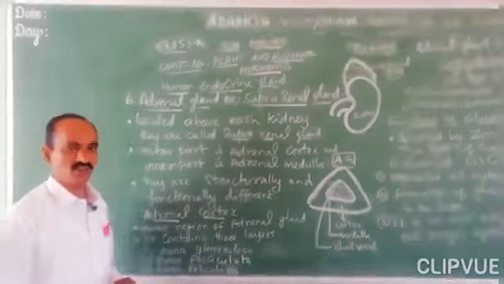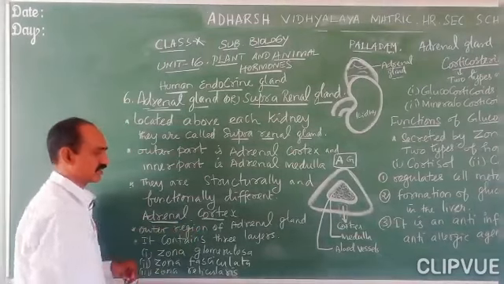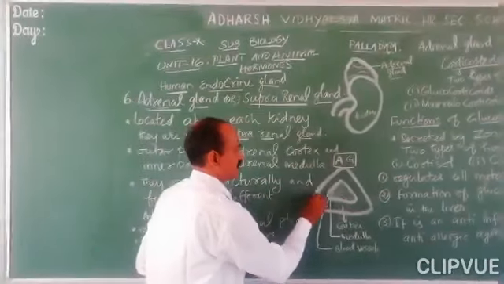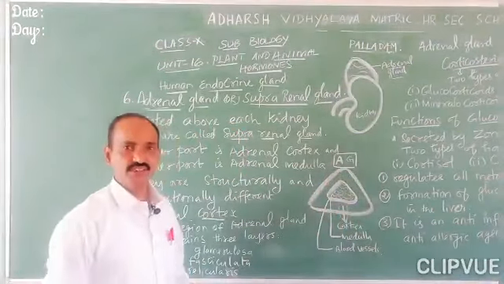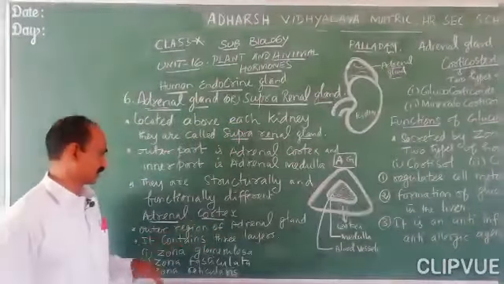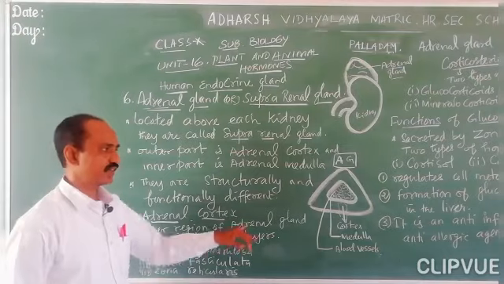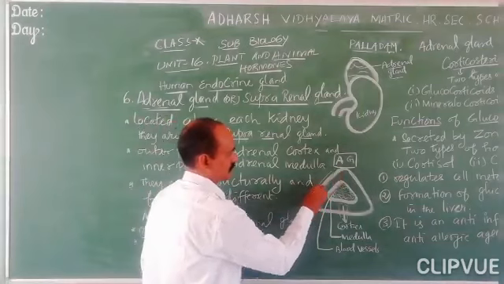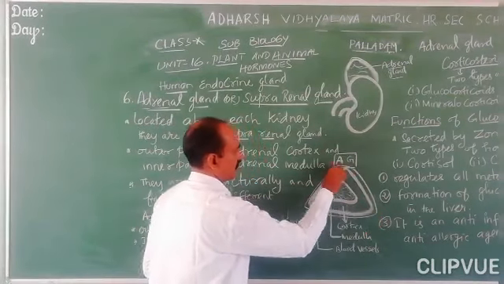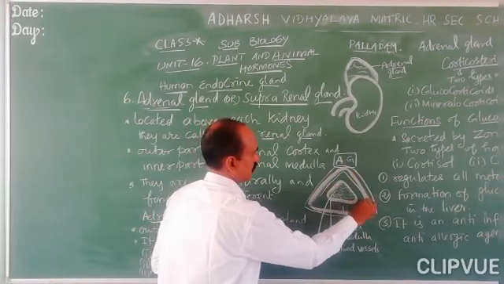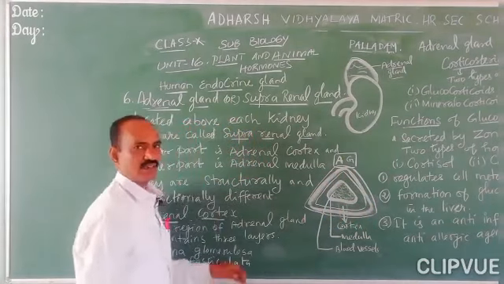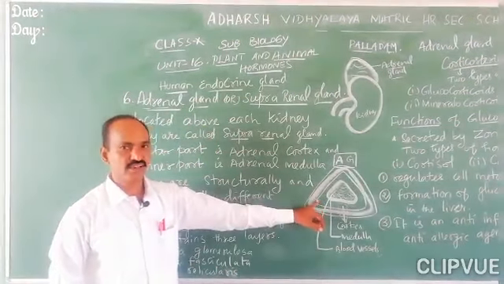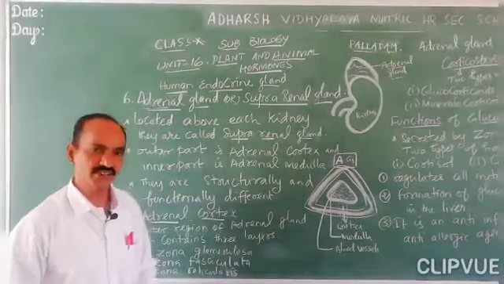First we can see adrenal cortex. This adrenal cortex is the outer region of the adrenal gland. As I said, the outer region of the adrenal gland is adrenal cortex. This adrenal cortex contains 3 layers, like this, 1, 2, like this 3. Adrenal cortex contains 3 layers: outer layer, middle layer and inner layer.